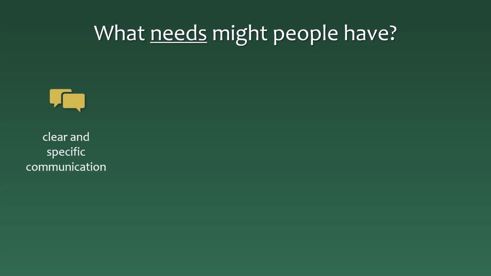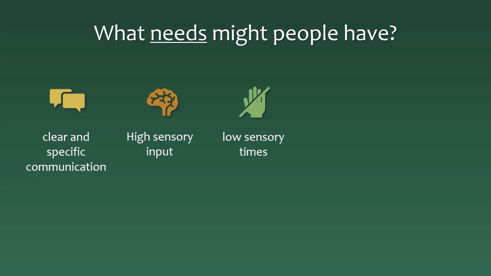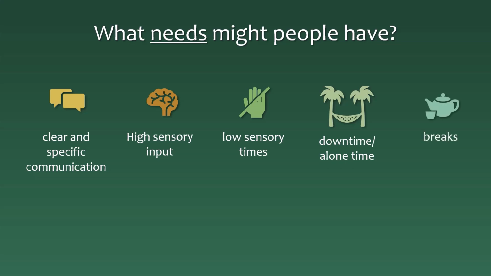Clear and specific communication is really helpful. Don't make people read between the lines or pick up on subtle clues. Be direct. It may be helpful to provide high sensory input when desired by the person. And of course, also providing them with low sensory times as needed. Downtime and alone time is very helpful for recharging. And part of that, allow people to take breaks when they're overwhelmed.